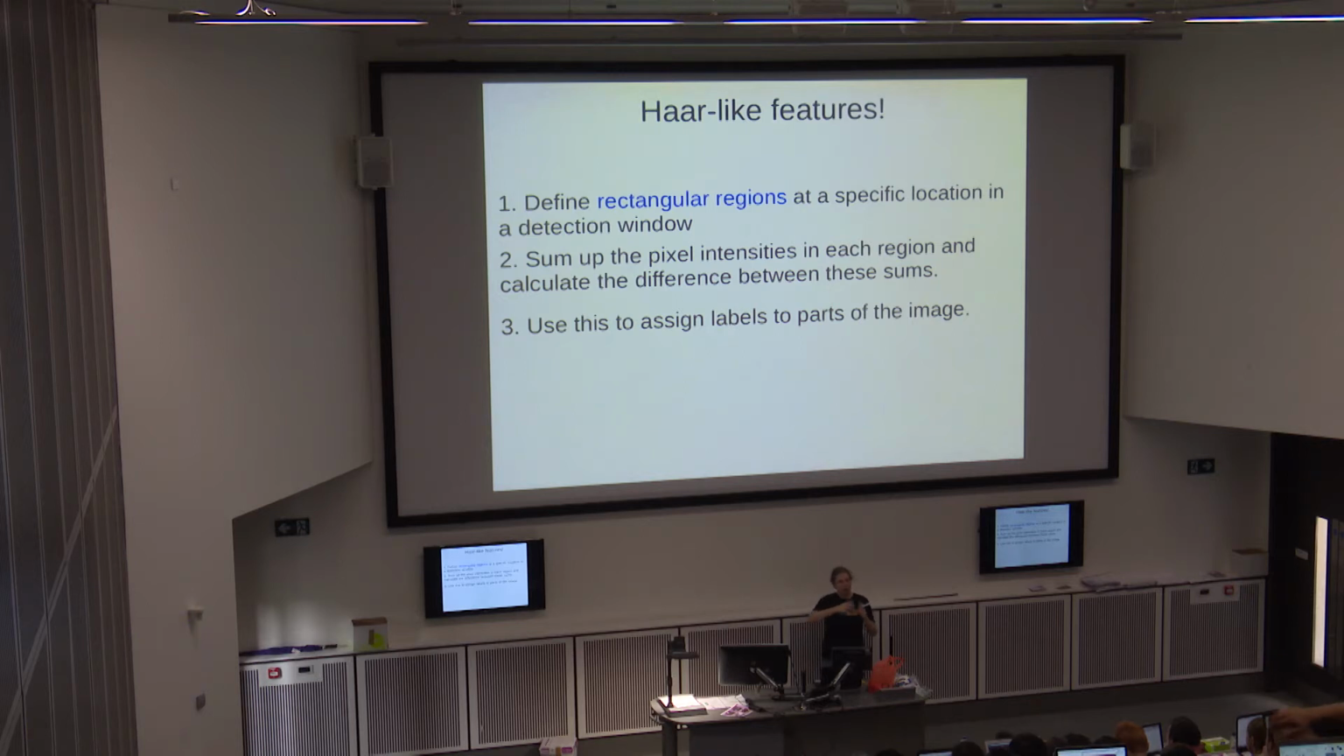So what you need to do is define that region, sum up the pixel intensities, and then make the difference between the two regions. And if this sounds a bit abstract right now, I'll give a couple of examples, and I hope that will clear it up.